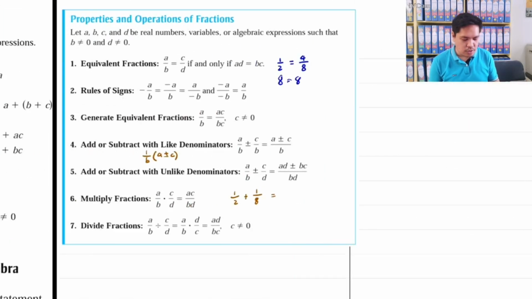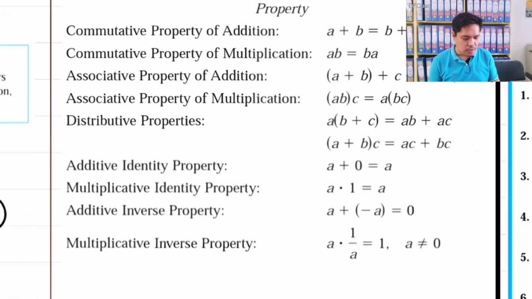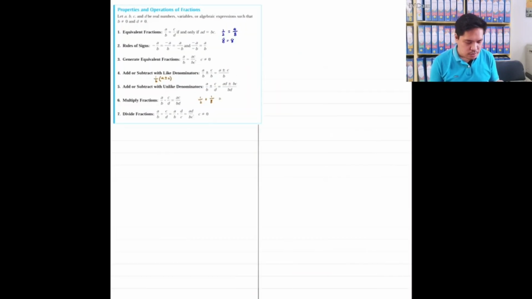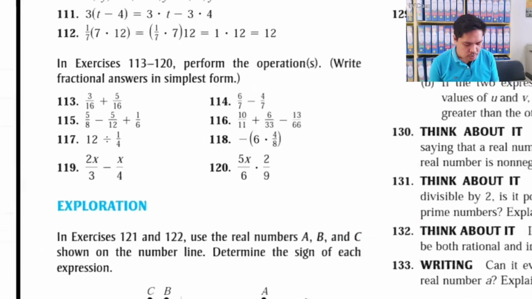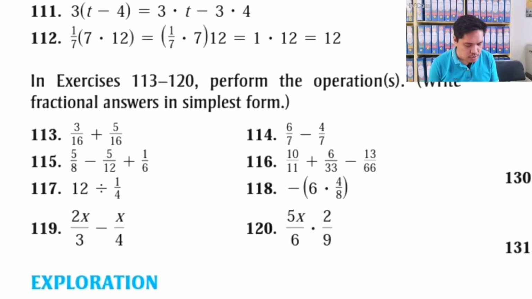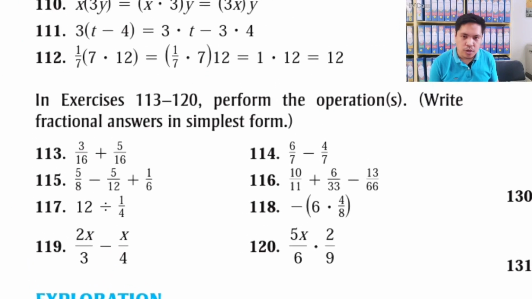You just look at these properties here. Eto, nandyan siya. So, let's just proceed to the next. In exercises 113 to 120, perform the operations and write the fractional answers in simplest form.